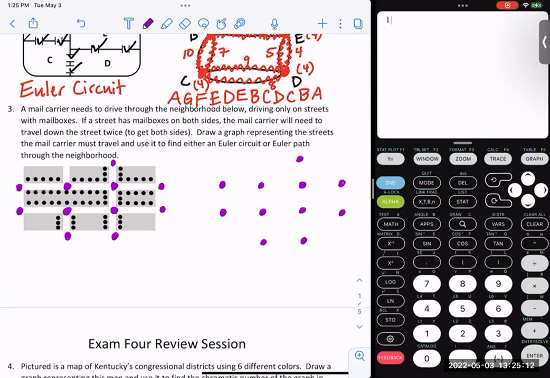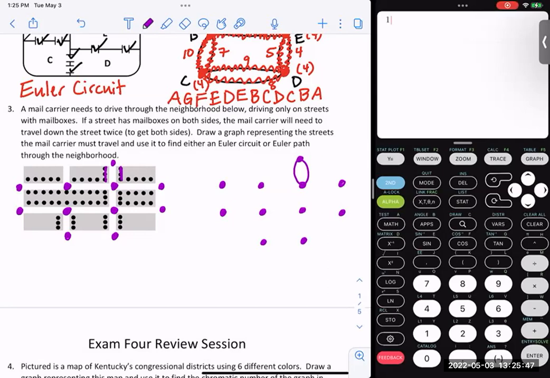And again, I have some that have mailboxes on both sides of the street. So for example, right here, this street has mailboxes on both sides of the street. So I'm going to need two edges here because the mail carrier is going to travel down one side of the road, and then at some point later on, they're going to travel the other side of the road to deliver mail on the other side of the street. And I'm going to cross these out or check them off as I get to them. That takes care of those two.